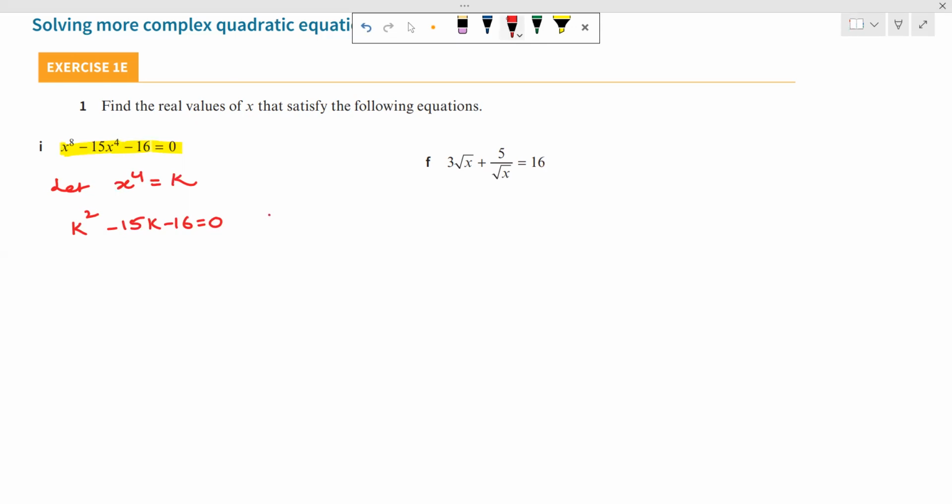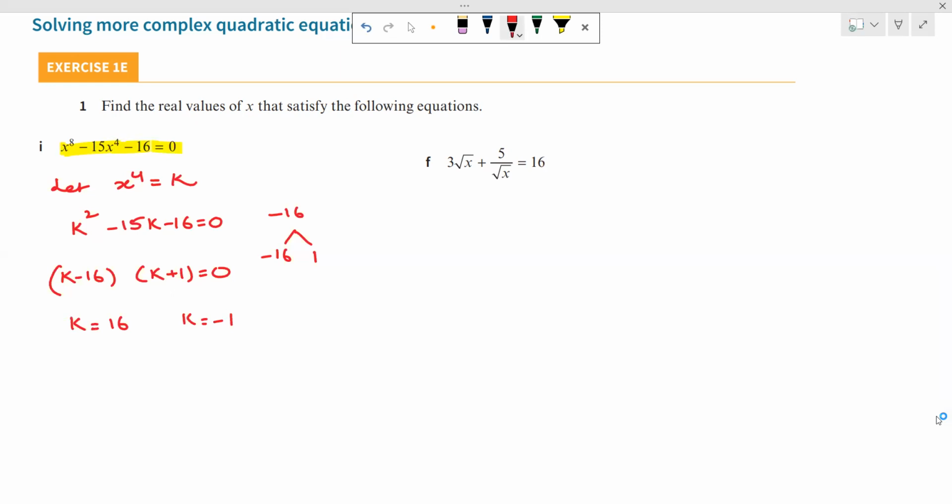So minus 16 is there. You split into factorization like minus 16. The sum should be minus 15 and the product should be minus 16. So minus 16 times 1 is minus 16, and minus 16 plus 1 is minus 15. So it will be k minus 16 and k plus 1 is equal to 0. Now say here k is equal to 16 and k is equal to minus 1.